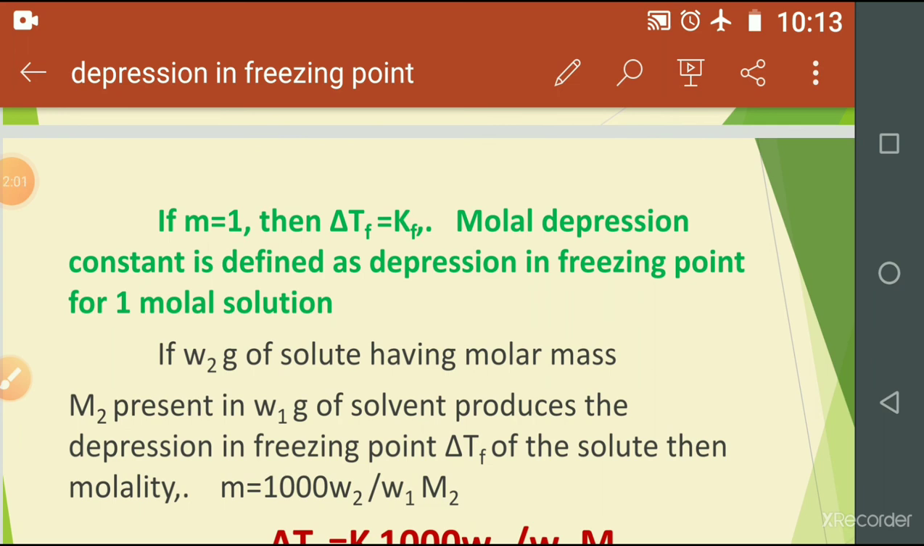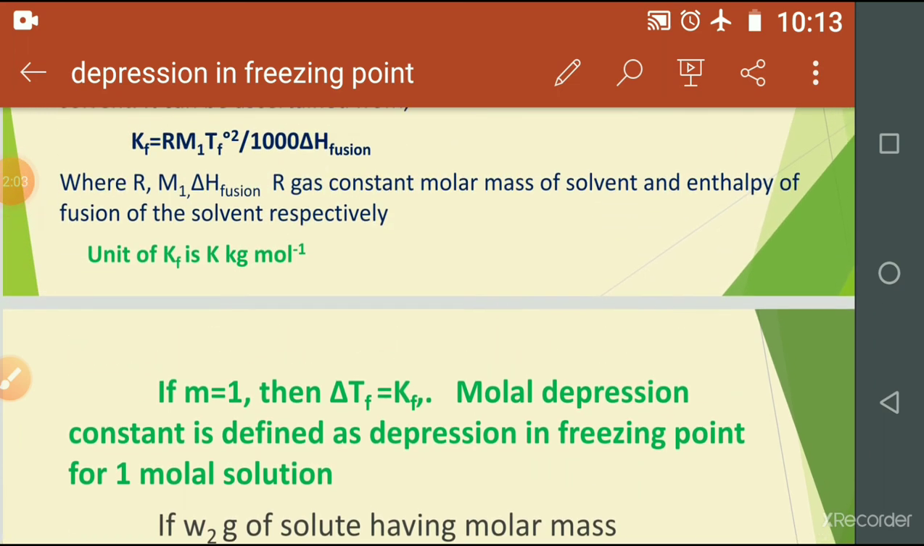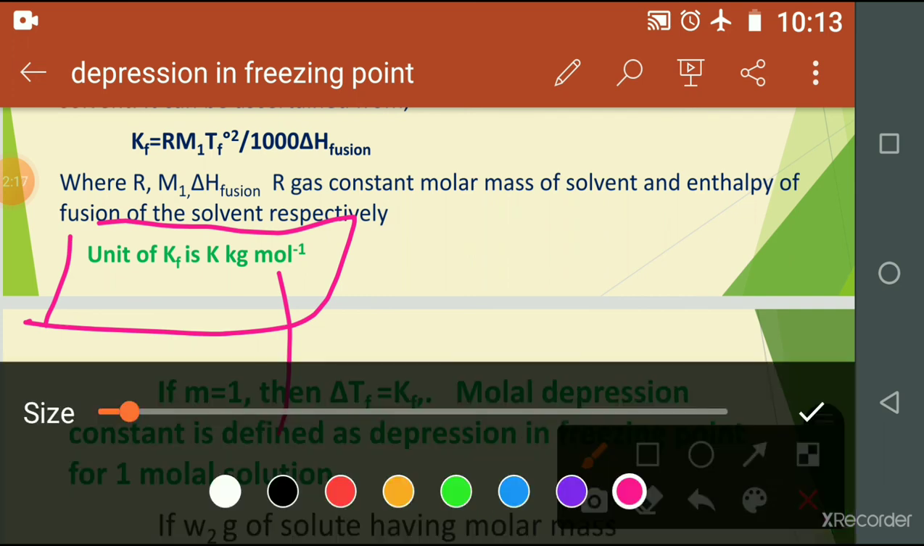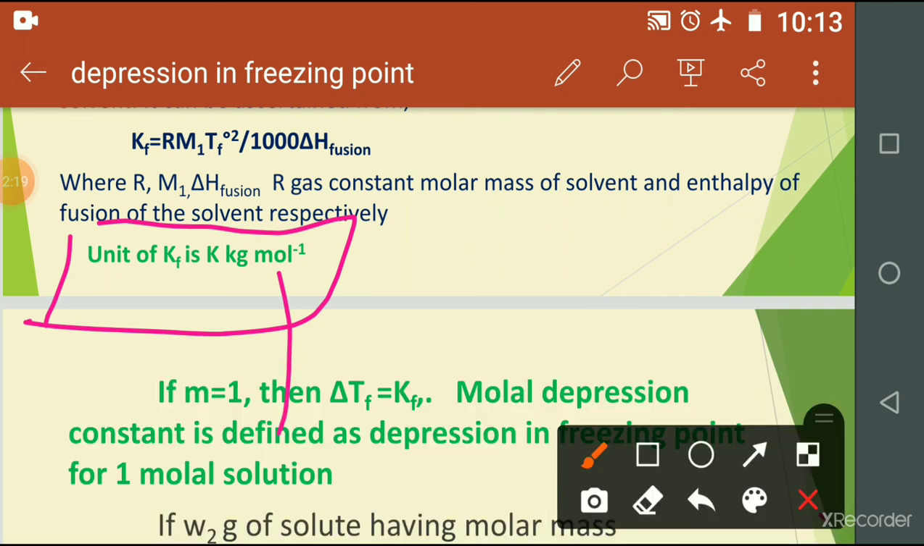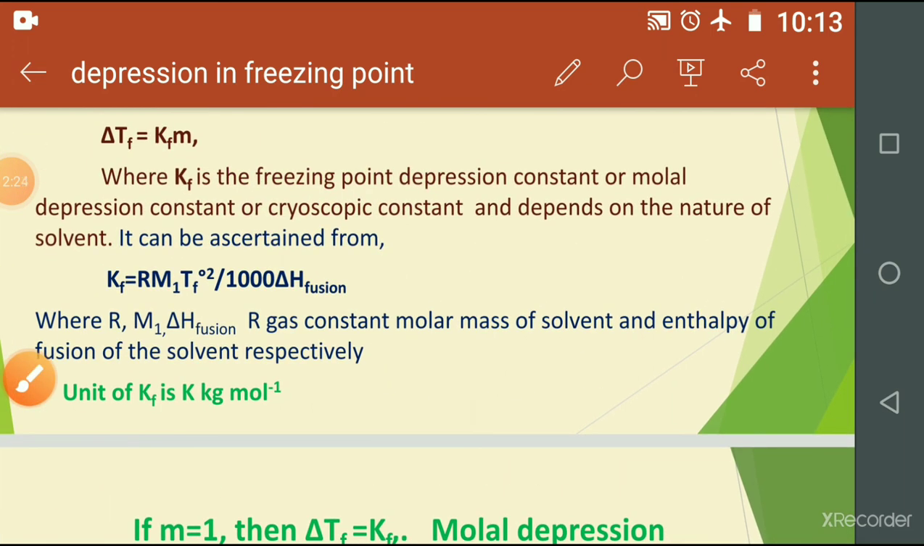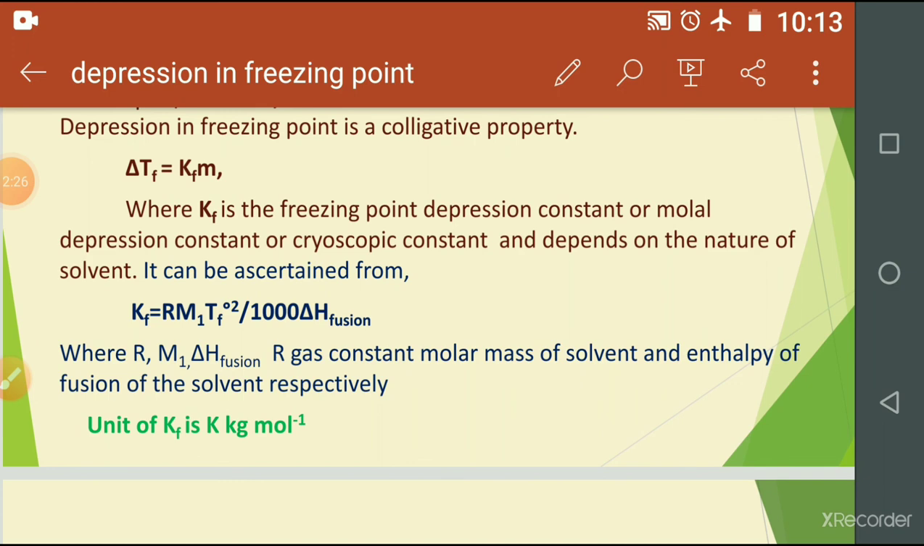Rarely they can ask to define molal depression constant. Usually they will ask for 1 mark: what is the unit of Kf or Kb? Both will be one and the same, Kelvin kg per mole. Based on the equation Kf is equal to R M1 T naught F squared divided by 1000 into delta H of fusion, a problem has been asked only once in JEE, but not in board examination.